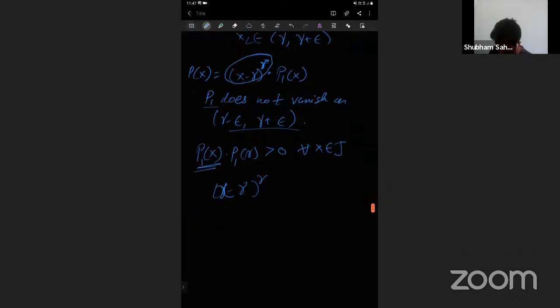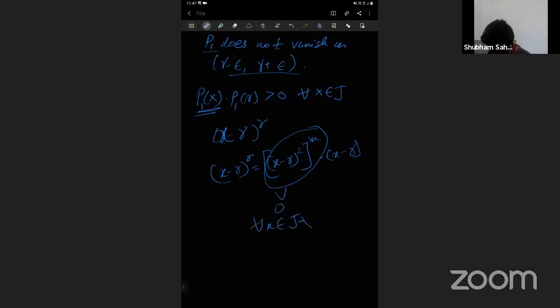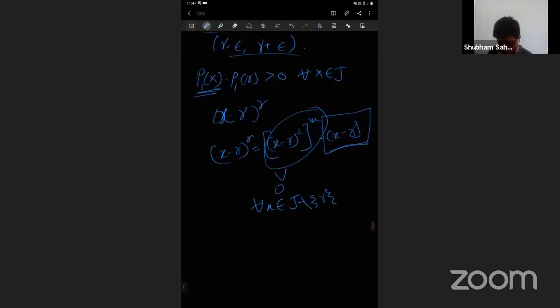Now the thing is, that's quite easy to see, right? Because you have just (x minus gamma) power r, and r is odd, so you can just take (x minus gamma) whole squared power some m times (x minus gamma). The squared part is consistently non-negative and vanishes only at gamma, so it is greater than 0 for all x in J minus gamma. And this is going to change signs on either side of gamma.